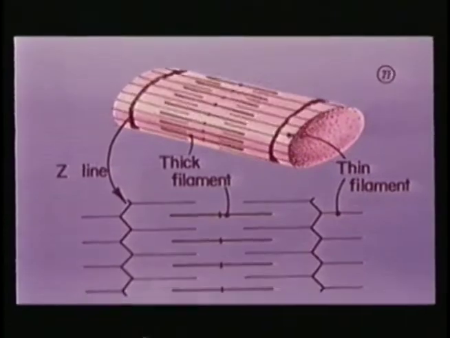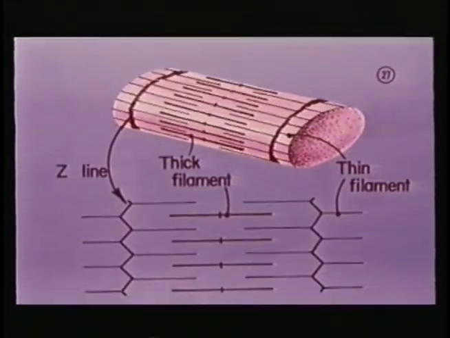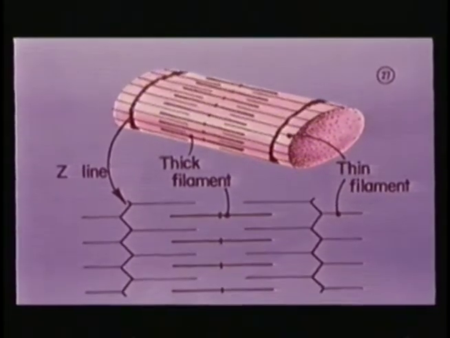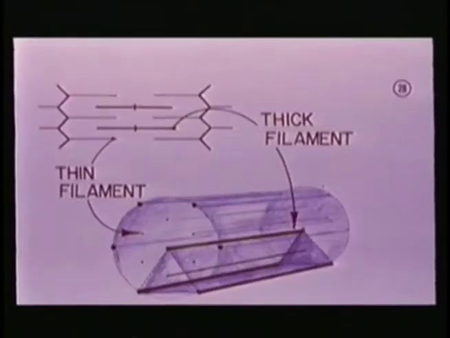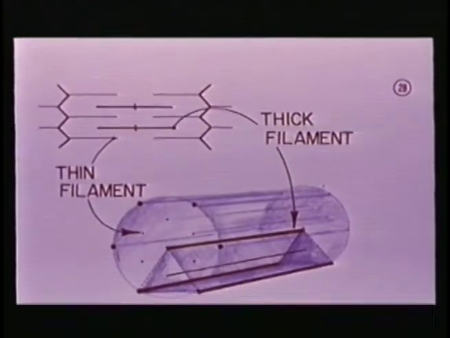Slide 27. The sarcomeres, in turn, are made up of arrays of 2 types of structures called thick and thin filaments. The geometric alignment of these filaments is shown in 2 dimensions here, slide 28, and 3 dimensions on this slide. Note that each thin filament is located equidistant from 3 thick filaments.